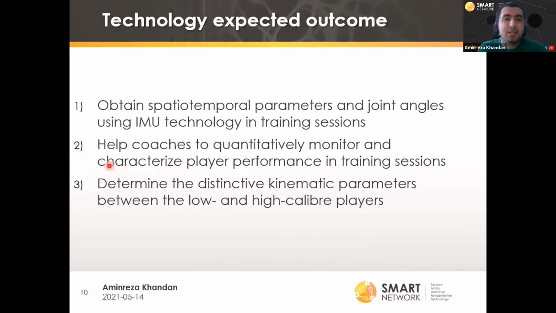Our technology's expected outcome is to obtain spatial temporal parameters and joint angles using IMU technology in training sessions. Also, this technology can help coaches to quantitatively monitor and characterize player performance in training sessions. And it can help us determine the distinctive kinematic parameters between low and high caliber players.